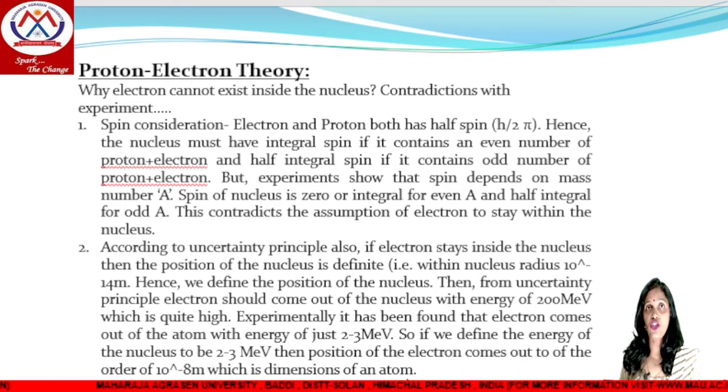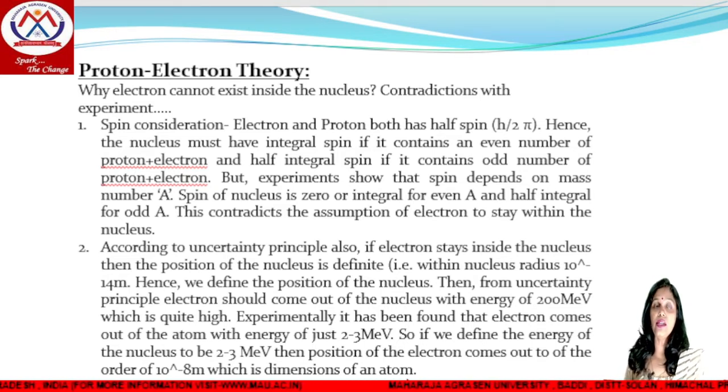But experiments show that spin depends on mass number A. The spin of a nucleus is 0 or integral for even A and half-integral for odd A. This contradicts the assumption of electrons staying within the nucleus.